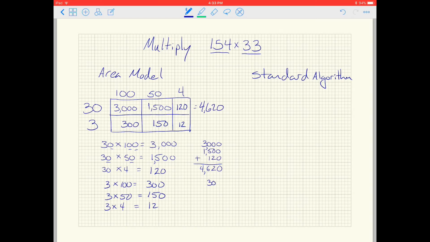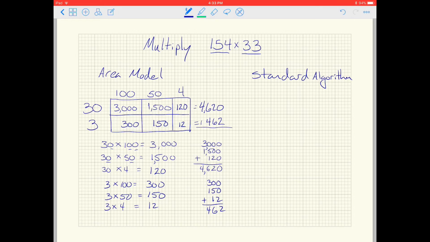Now I'll do the bottom row. 300 plus 150 plus 12, and I believe I get 462. Remember to pause this if you're falling behind. So that bottom row, all those three numbers add up to 462.